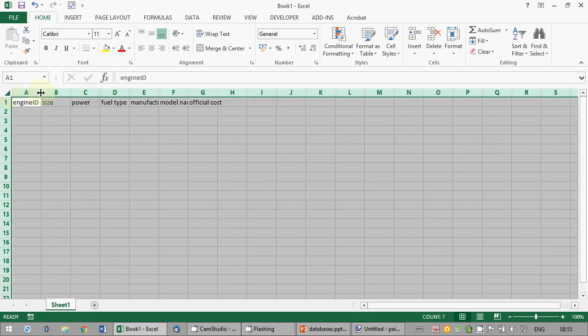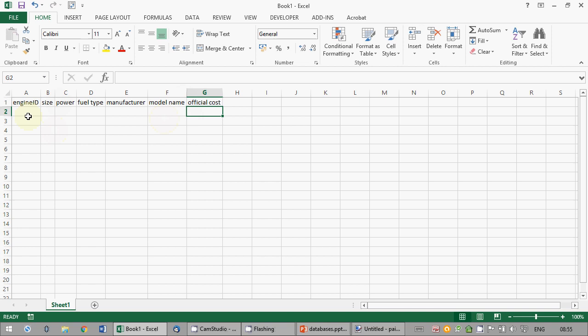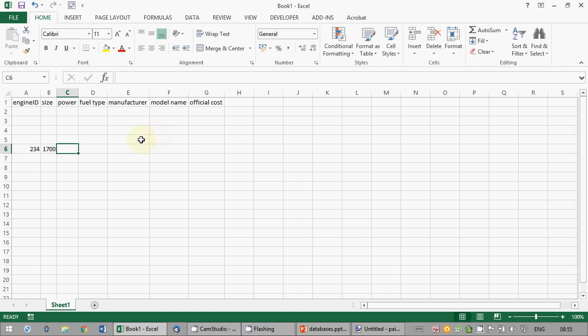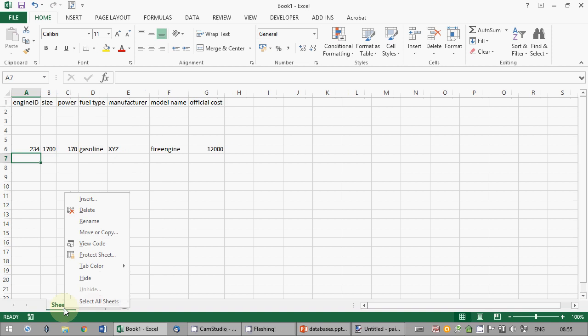Okay. Imagine this table full of records. I don't write all of them. Then we have a record 234, okay, with size 1700 cubic centimeters, power 170, I don't know what, fuel type gasoline, manufacturer Bo XYZ, model name fire engine, official cost: this engine, if you put it into your car, costs 12,000 euros.